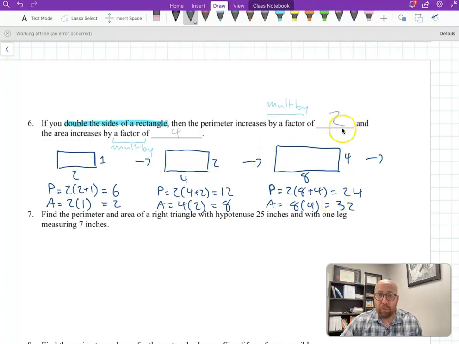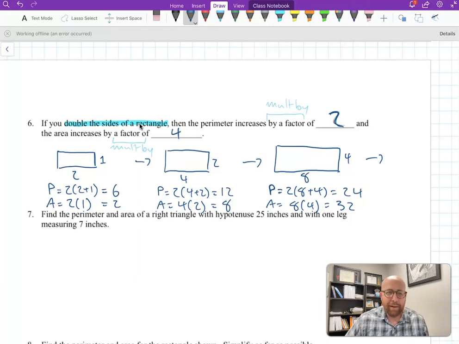we could show that this is true. The perimeter will always increase by a factor of 2, and the area will always increase by a factor of 4 as long as we are doubling the sides of the rectangle. Okay, that's a nice little exploratory problem. Is exploratory a word?